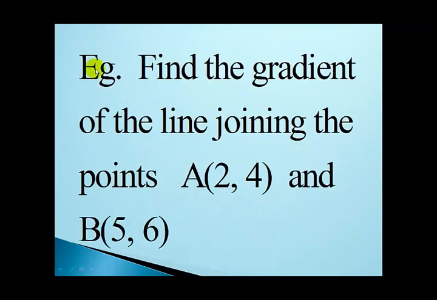Now example, find the gradient of the line joining the points A(2, 4) and B(5, 6). Now let's look at how best we can find the gradient of the line joining the points A(2, 4) and B(5, 6).